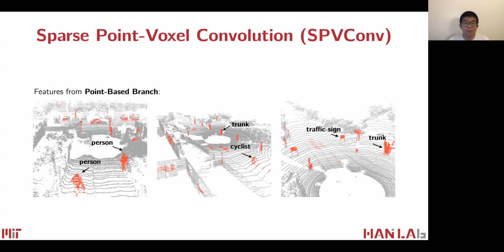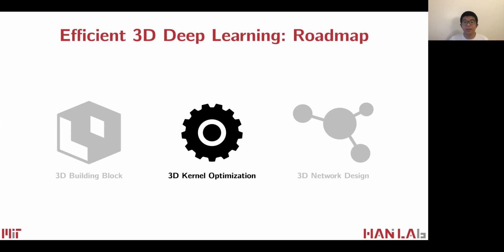Similar to what we have done for the vanilla PVConv, we also visualize the attention of the point-based branch in SPVConv. Here we highlight the points with the top 5% largest norm in the point-based branch, and we can see that it learns to capture the small objects on the road, such as the pedestrians and the cyclists. The bottleneck of SPVConv is the sparse convolution, as the irregular sparse operations are not favored by general purpose hardware such as GPU. I will then talk about how we optimize the 3D kernel to make it more efficient on GPUs.